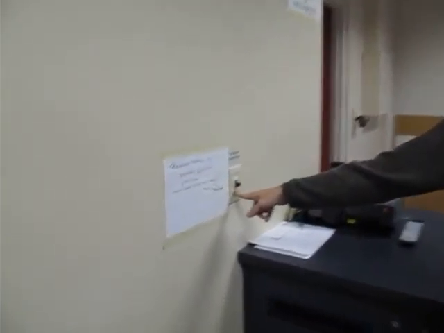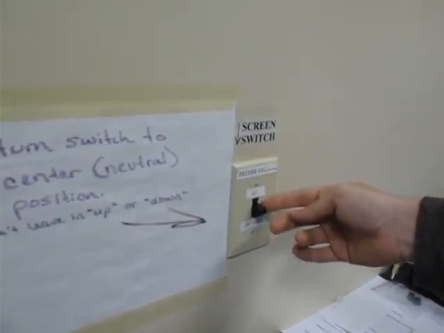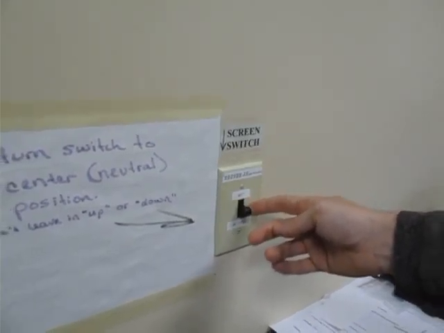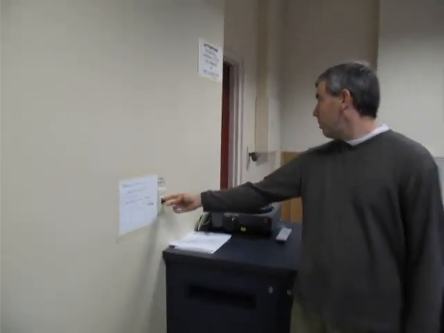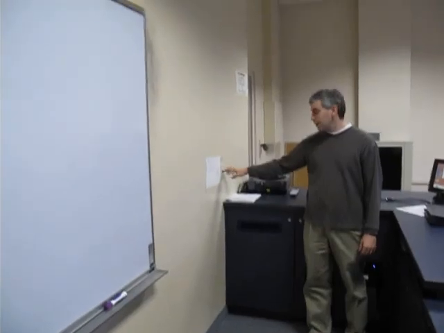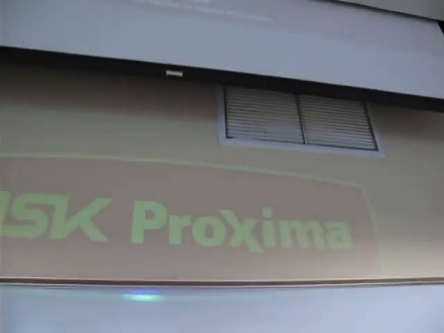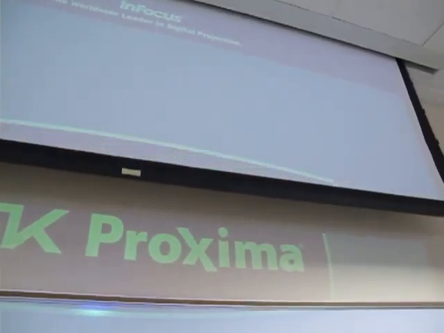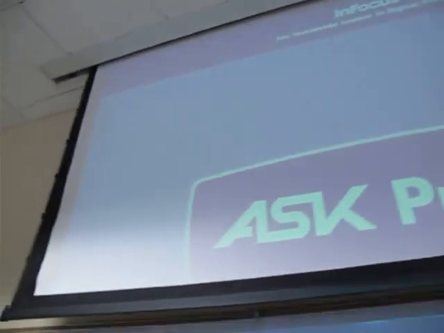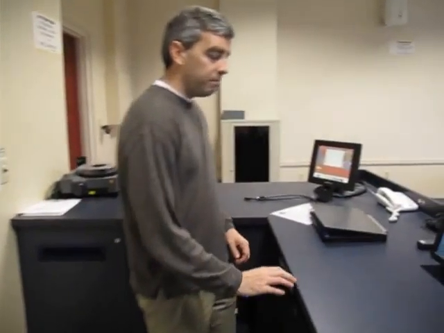There's a switch right here on the wall. It has 3 states: up to bring the screen up, down to bring the screen down, and neutral when we don't need the screen to be active. I'm going to go ahead and click the switch into the down position. That's going to bring the screen down, and when it gets down to the right level, I'm going to go ahead and put it back into the neutral position so that our screen is at the right level.